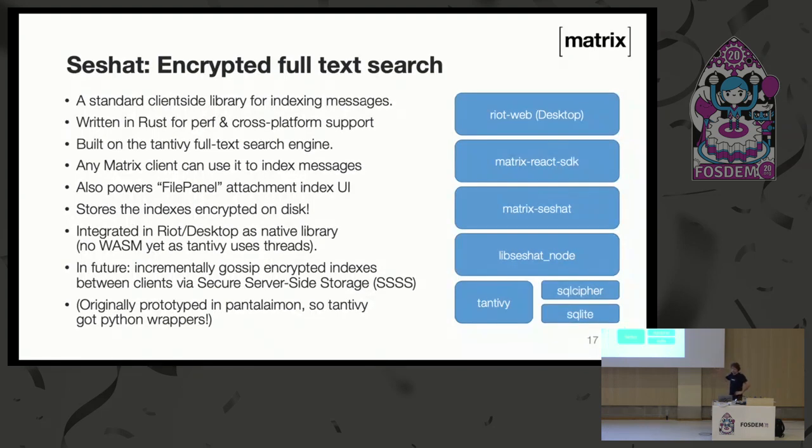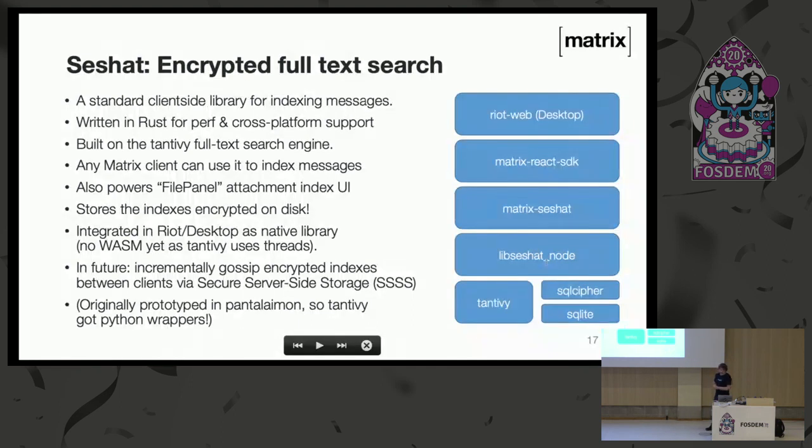Seshat, also actually done by Demir, is an entirely new solution to full text search. Obviously, if you're end-to-end encrypting your chat rooms, you can't search server-side on the encrypted messages unless you do very exotic things with homomorphic encryption that we don't have time to figure out right now. So what we did instead was to take Tantivy, which is a Rust full-text search engine, very similar to Lucene, except much, much, much smaller and written in Rust rather than Java or whatever Lucene is written in today.